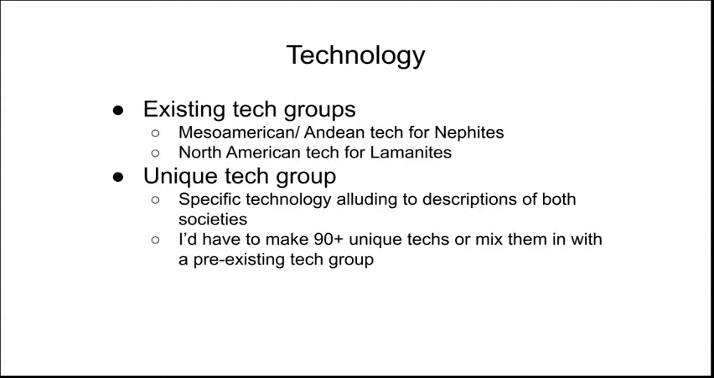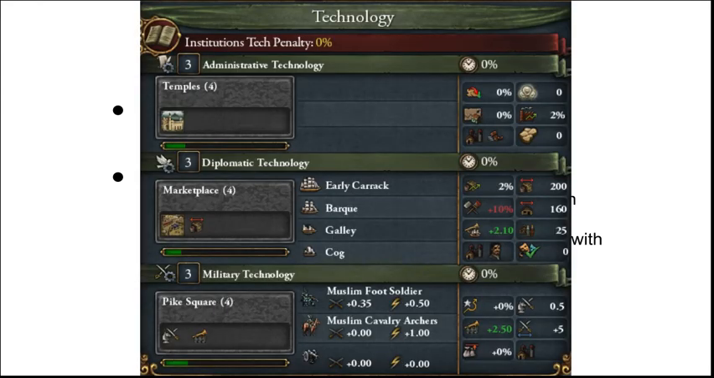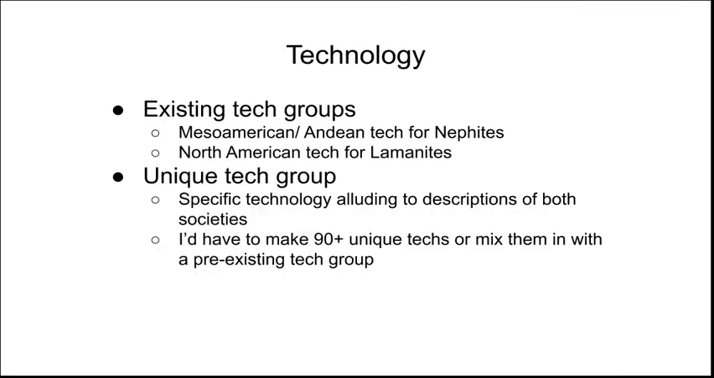Technology develops in three areas in the game: administration, diplomacy, and military. Around 30 levels are available to each category, so if I were to make a unique technology group for these nations, I'd have to define 90 different technologies and their benefits. I can make this process easier by modeling them after some existing technology groups, like the Nomad group, and renaming the various technologies to some titles alluding to things described in the book. However, there isn't as much to go on, so I may have to just give them Mesoamerican, Andean, or North American technology.